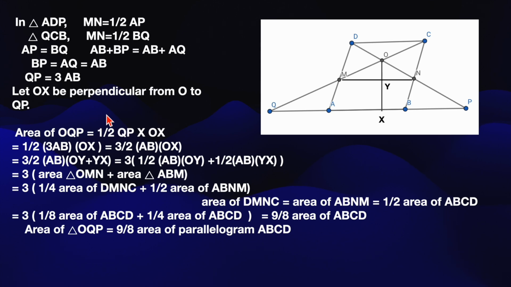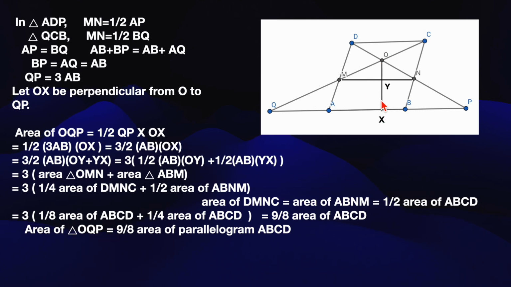Now next step what we are going to do is we are going to draw a perpendicular OX to QP like this. Why we are doing it? Because we want to find the area of this triangle QOP. So what is the area? 1/2 base into height. So 1/2 QP into OX. What is QP? 3AB. We already found it. So area of this triangle is 1/2 QP into OX, 1/2 3AB into OX.